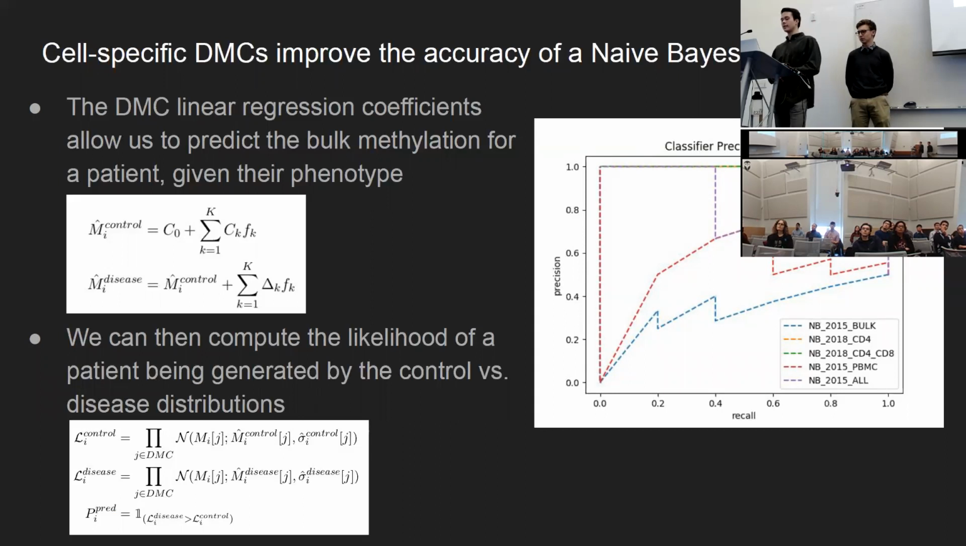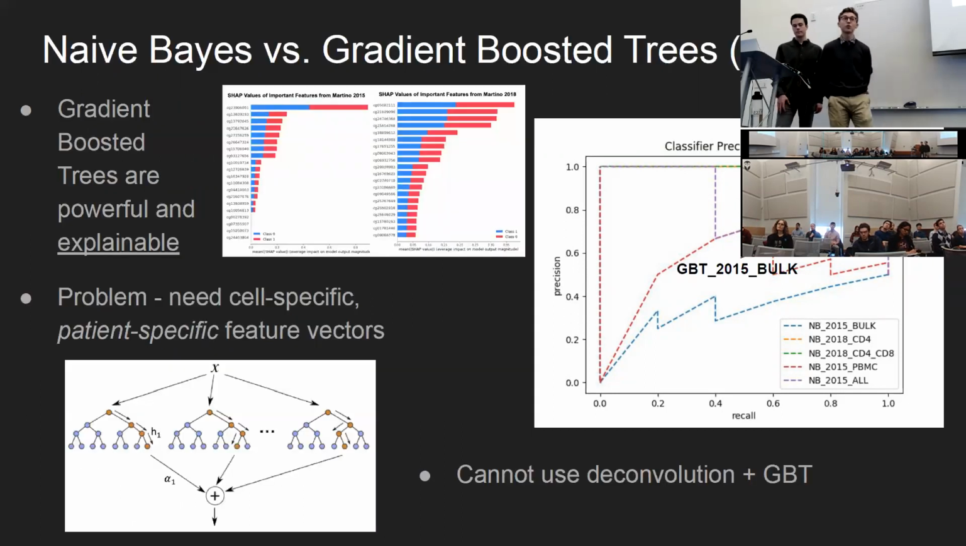Similarly, for the 2018 data set, which supposedly only contains CD4 cells, our bulk classifier has even better performance. And then if we account for that small fraction of CD8 cells that we detected, we get the performance shown in green, which is the best of all our models. A major question we had was, do you even need deconvolution? Can you just use a super powerful classifier like gradient-boosted trees?